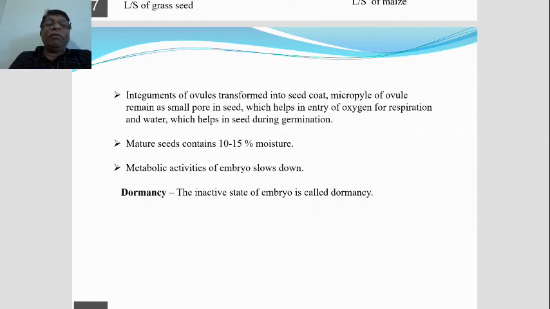Then even if you want to export some seeds to some foreign countries, the percentage of moisture is very, very important. If the seed contains more than 15%, it is rejected. If it contains less than 10%, that seed is also rejected. Very important. That moisture percentage must be 10-15% only, within that.